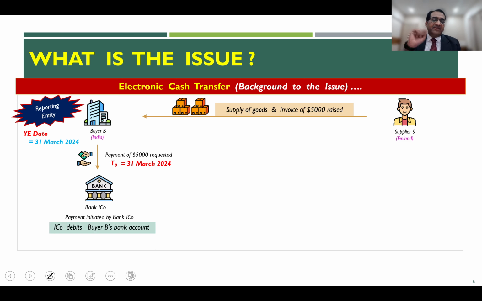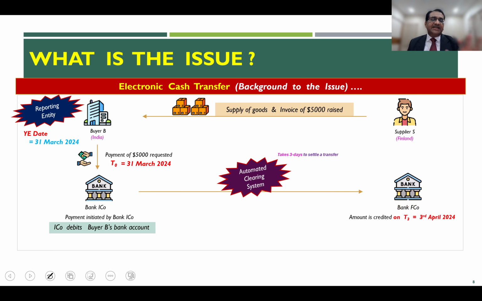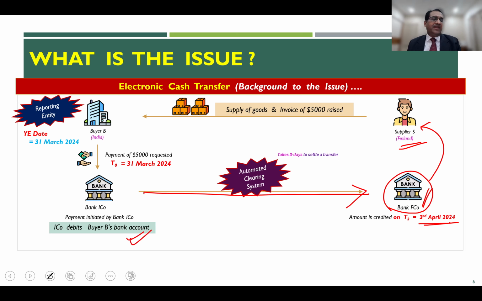Now what happens? Payment is initiated by bank ICAI on the same day, which is 31st of March, and on that date ICAI, the Indian bank, debits buyer B's bank account. Now, because it's an international payment, consider a scenario that though the payment is initiated by bank ICAI on 31st of March, assume that it takes a few days, let us say 3 days, by when the recipient's bank, bank FCO, which is the banker for this supplier, credits the bank account of the supplier on 3rd of April. Why so? Because there is some time lag between the initiation of the payment and the day when the money gets credited in the supplier's bank account.